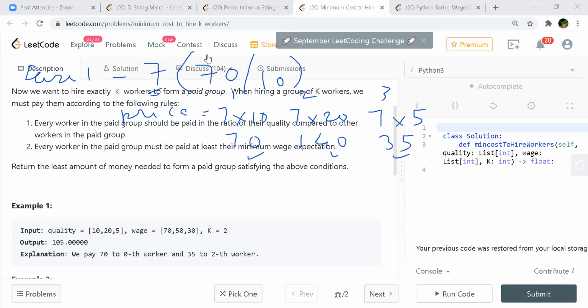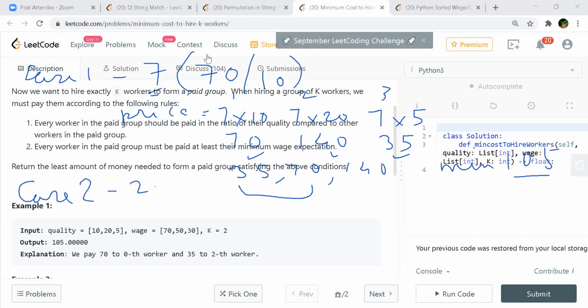Okay. So now the way Harshit said, we have to sort them. When we sort them, it will be 35, 70 and 140. And our K is 2. So we just take 35 plus 70 in this case. So our min so far is 105, which is our answer in this case. But we still have to do this for case 2 again, right? And case 3 also. So in case 2, it will be 50 divided by 20, correct? So the ratio will be 2.5.